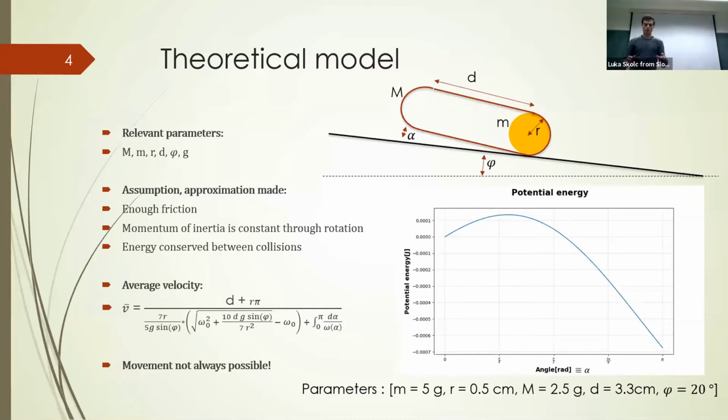If the rotational kinetic energy before rotation is smaller than the peak, the maximum of potential energy during rotation, so here you can see the peak on the graph, then movement is not possible.